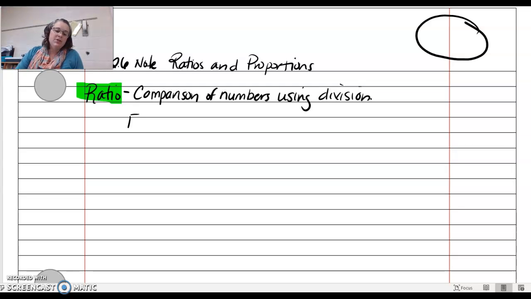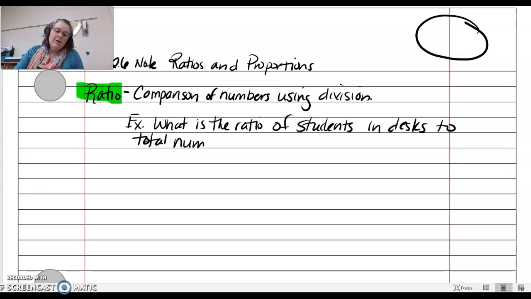For example, your teacher might ask you to find, like, what is the ratio of students in desks to total number of desks? And of course, you would just have to do a count. We want to know how many students are in desks and then how many total desks do we have.